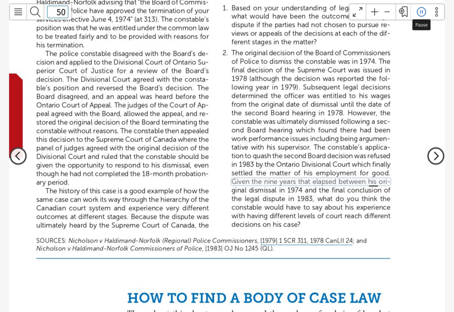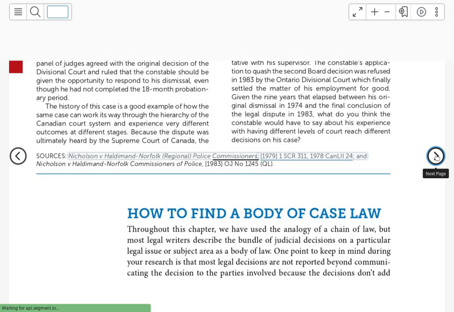Given the 9 years that elapsed between his original dismissal in 1974 and the final conclusion of the legal dispute in 1983, what do you think the constable would have to say about his experience with having different levels of court reach different decisions on his case? Sources: Nicholson versus Haldimand Norfolk Region.